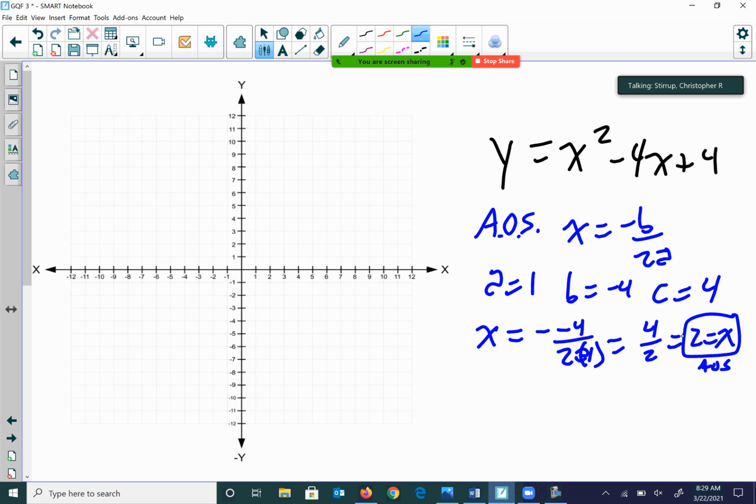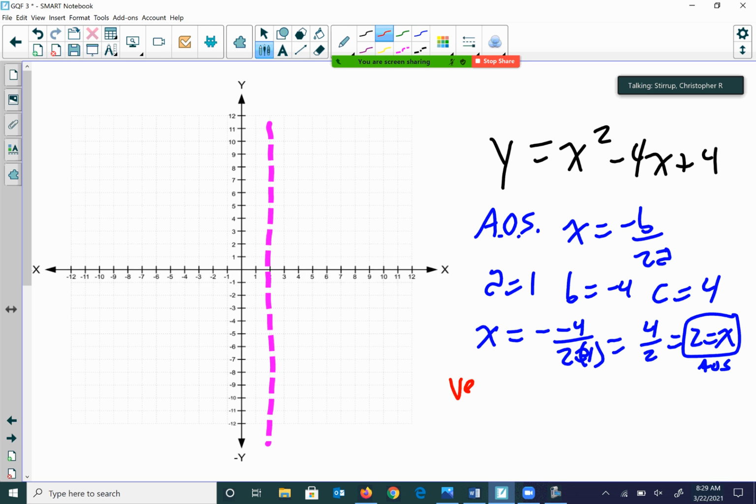The axis of symmetry is a vertical line that'll go right down here. Okay? And that just means that's what I could fold over. My vertex lives someplace on there. We don't know exactly where the vertex lives yet, but we can do that.